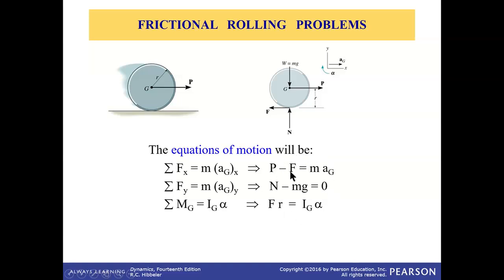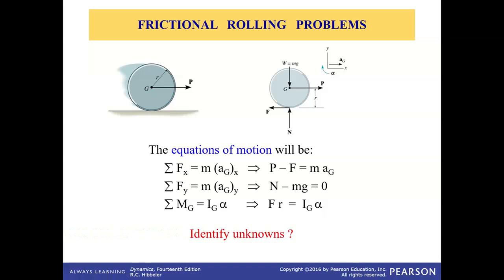We know P, right? We don't know F, so this is one unknown. We don't know AG, that is the second unknown. We don't know N, that is the third unknown. And we do not know friction, that is the fourth unknown. Yeah, friction is also here, so we have already counted it. So the fourth unknown is alpha, that is angular acceleration.